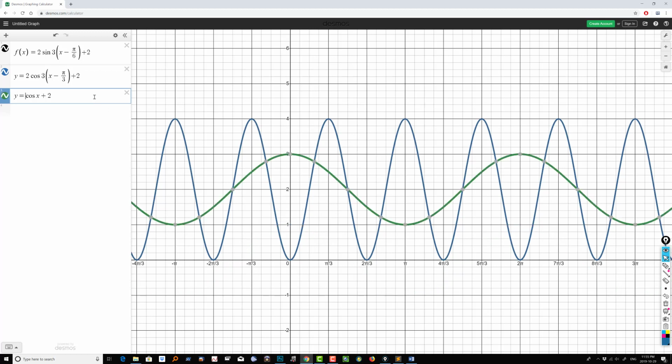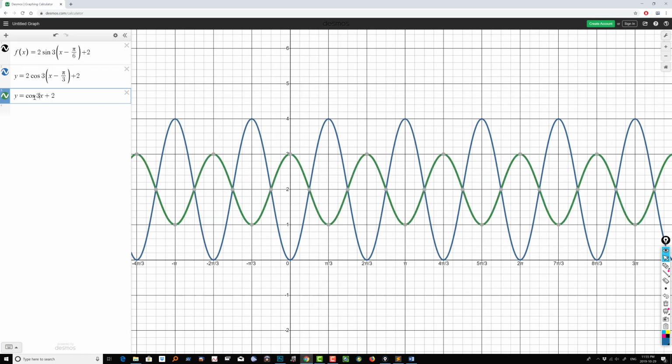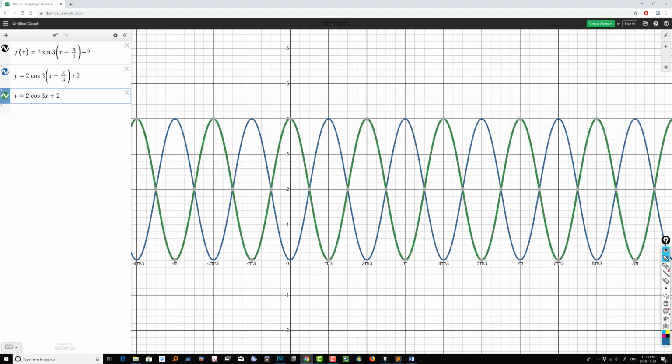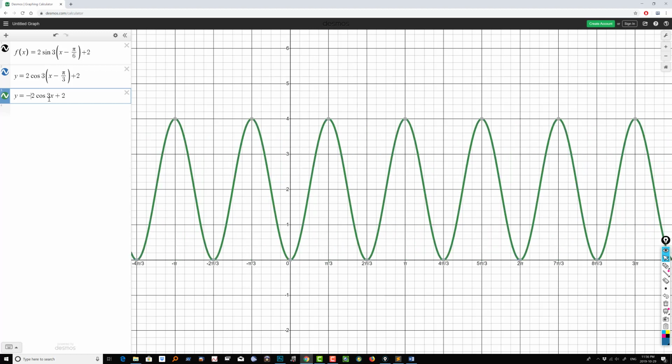We already knew the period of this graph. We already knew this graph is 3 times as skinny, so let's stick a 3 here. We already knew that the amplitude would be between 2 and 4, which is going to be a 2, so let's stick a 2 up here. And another way of thinking about this is to flip the green graph down. So let's stick a negative sign in front of the 2 and see how that works. As you can see, this is another way of generating a valid equation which satisfies this graph.